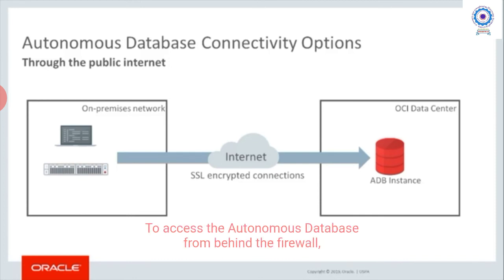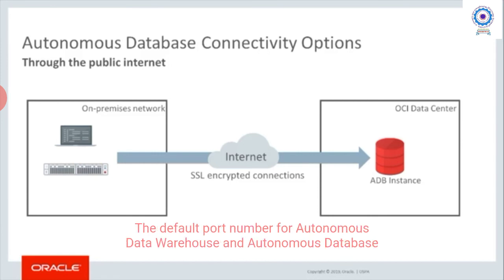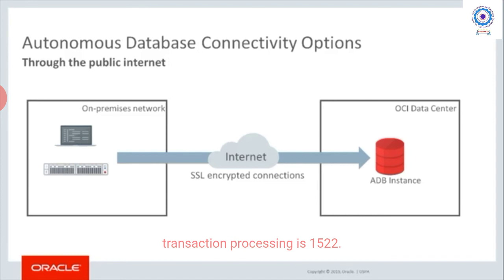To access the Autonomous Database from behind the firewall, the firewall must permit the use of the port specified in the database connection when connecting to the servers. The default port number for Autonomous Data Warehouse and Autonomous Database Transaction Processing is 1522.